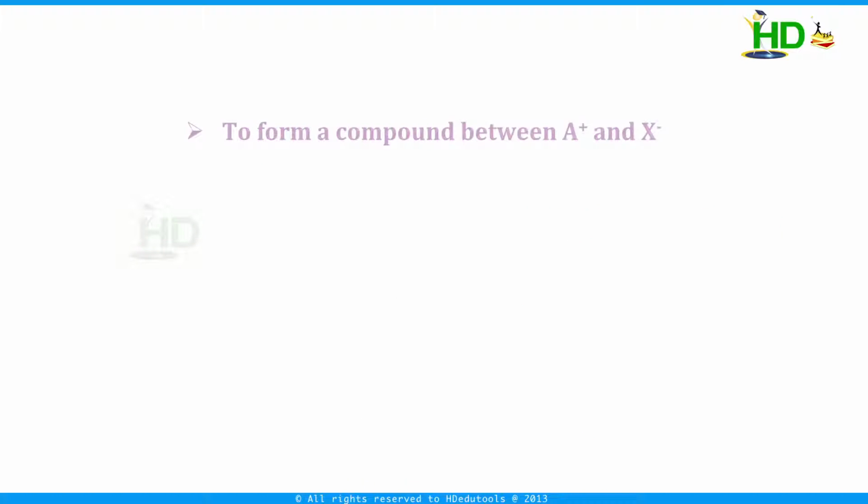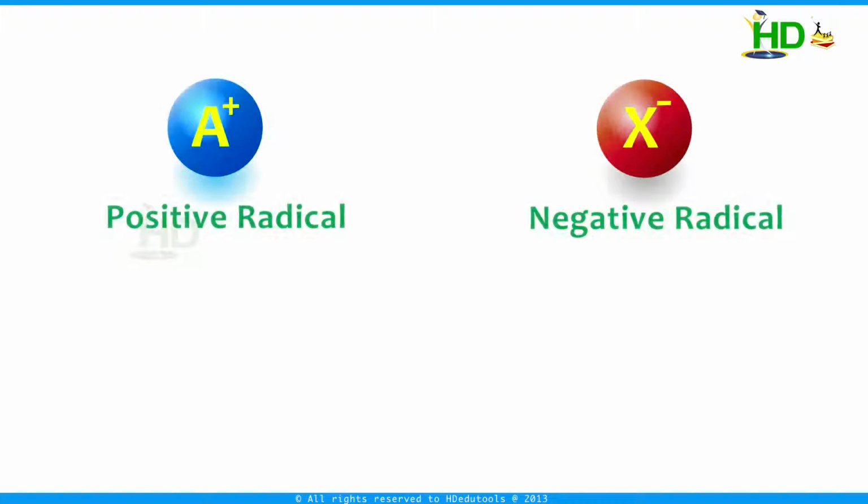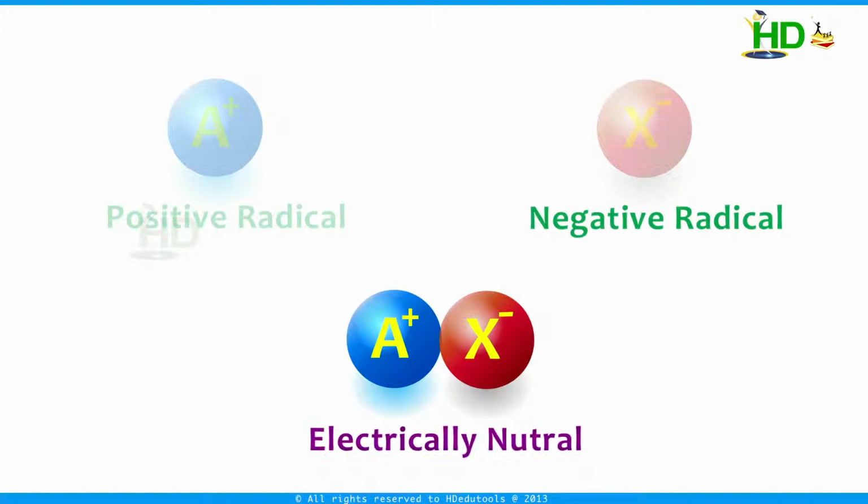Suppose we consider a compound between A plus and X minus to form a neutral compound. Therefore, the total number of positive charges should be equal to the total number of negative charges. As the number of charges on A and X are the same, one atom of A combines with one atom of X to form the neutral compound AX.